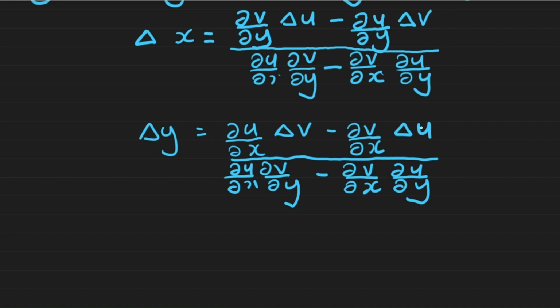Looking at these two results, we see that the denominators are the same, right? When we made delta x the subject of the formula, the denominator had ∂u/∂x, ∂v/∂y, ∂v/∂x, and ∂u/∂y. Now looking at the denominator when we made y the subject, we have ∂u/∂x, ∂v/∂y, ∂v/∂x, and ∂u/∂y. So these two denominators are the same, and this denominator is actually of a specific form. It's a determinant. If we write the determinant of the denominator, we have ∂u/∂x, ∂v/∂y, and then ∂v/∂x, and completing it is ∂u/∂y.